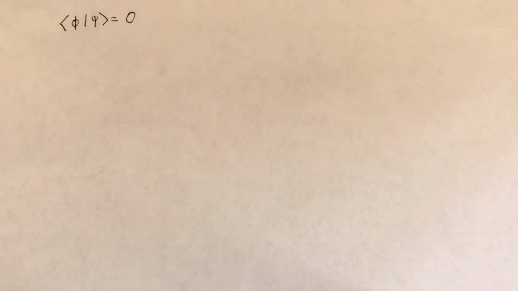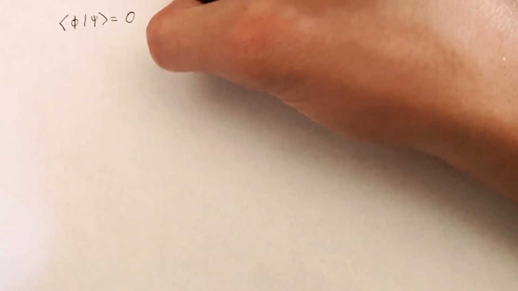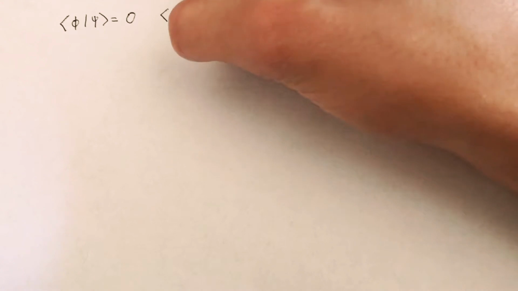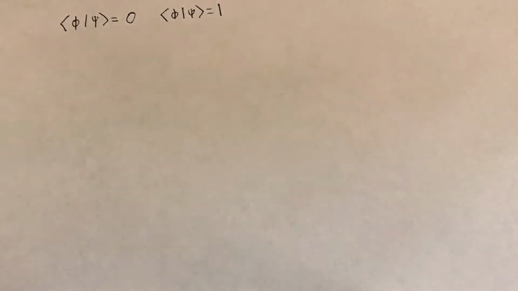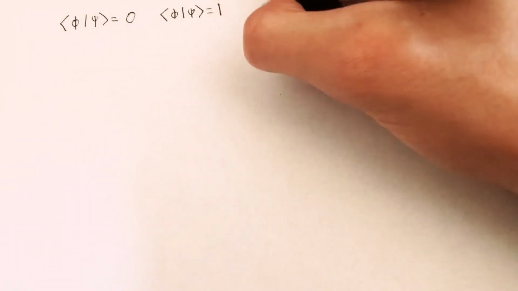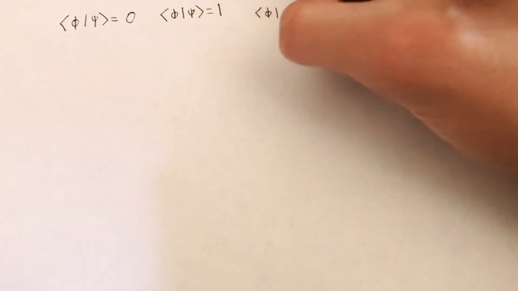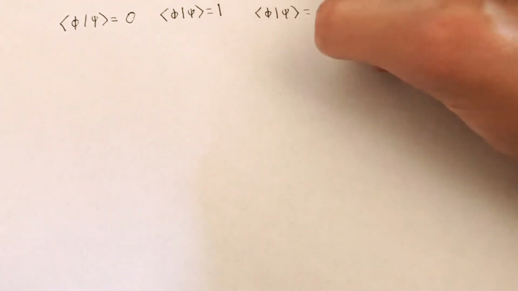If we take two of these basis vectors, we know that if they are distinct, their inner product will be 0. If they are the same, however, if psi and phi are the same basis vector, they'll equal 1. So we can represent this through a Kronecker delta.